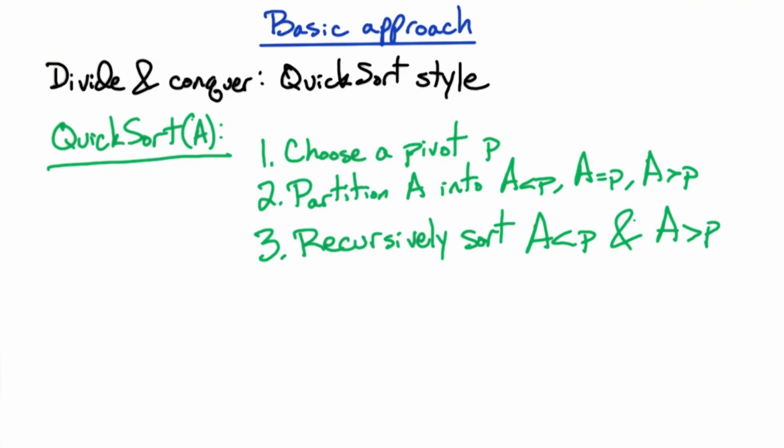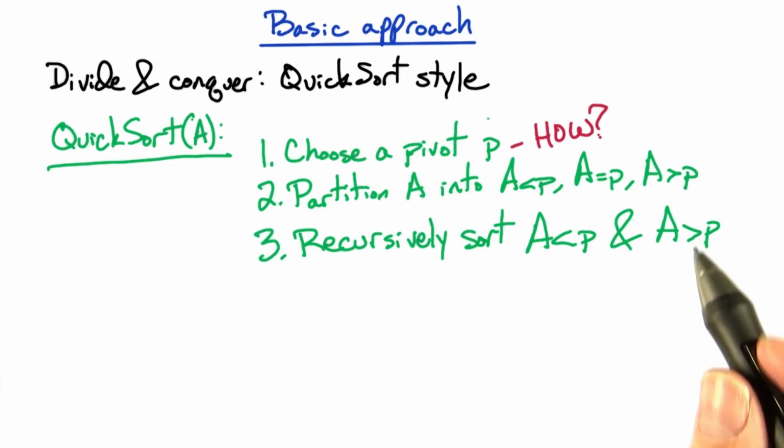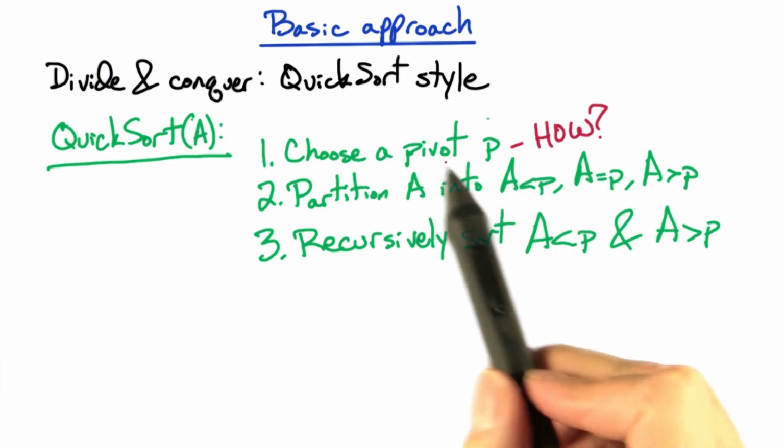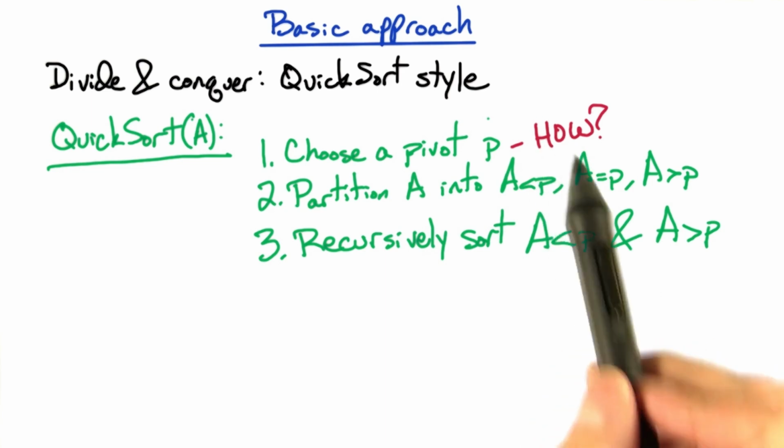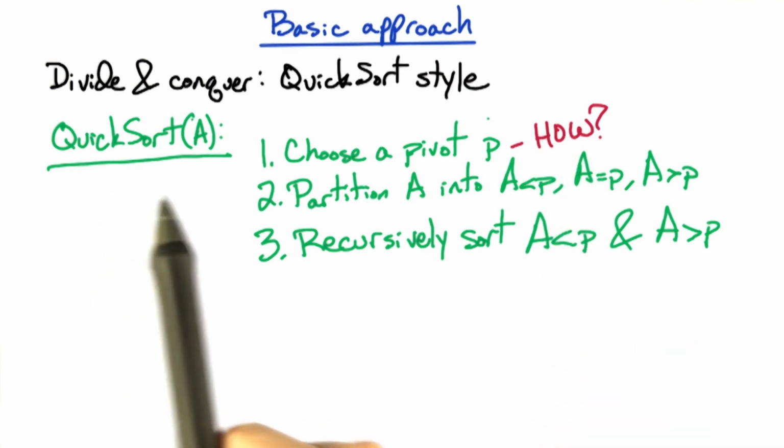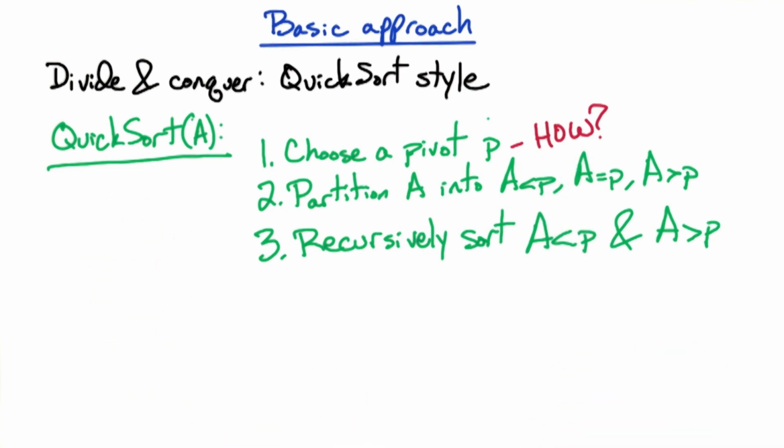So what's a good pivot for quicksort? It's the median, or something close to the median. For our problem, we're going to have the same challenge, how to choose a good pivot. That's going to be the main task. But quicksort ideally runs in order n log n time. We're aiming for an order n time algorithm. The key is that we don't have to recursively consider both A less than P and A bigger than P. We only have to recursively search in one of these 2 lists.